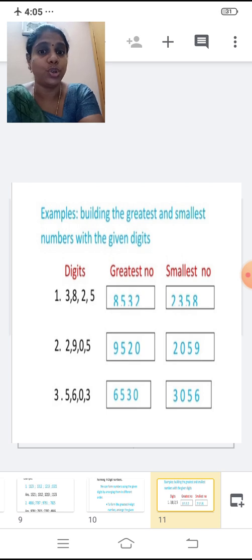So you all know to build the greatest number and the smallest number with the given digits, right? For the greatest number, you have to arrange the digits in descending order from bigger to smaller. For the smallest number, you have to arrange the digits in ascending order, that means from smaller digit to bigger digit. Clear, children? So you all know to build a greatest number and smallest number.